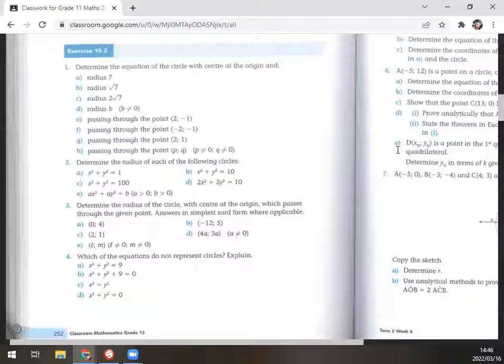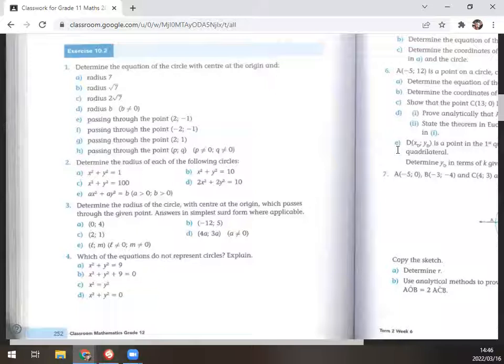For f and g, they're giving you points. So for f and g, you can do it like the one in the example. So we substitute those points in, and then we find r squared. For number 2, given the equations of the circles, we need to find the radius. Remember that this is the radius squared. That is the radius squared. Then you use that to get the length of the actual radius.